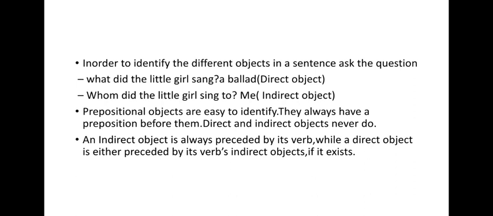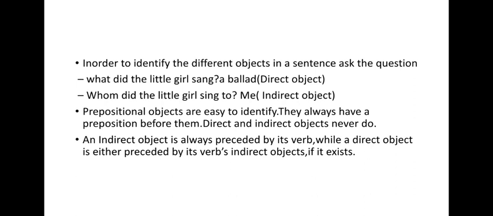Now, how to find a prepositional object? Well, it is very easy to find a prepositional object because they always have a preposition before them. Like I told you, the prepositional object will always be preceded by a preposition, whereas direct and indirect objects never are.